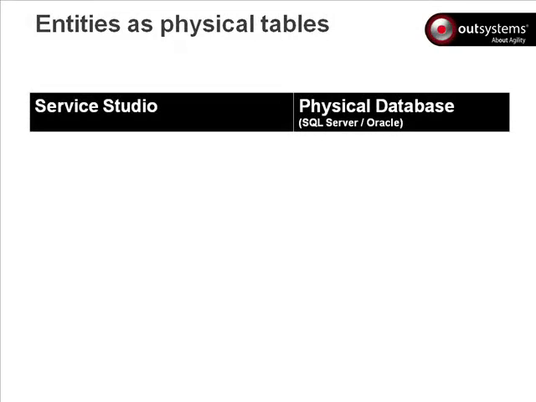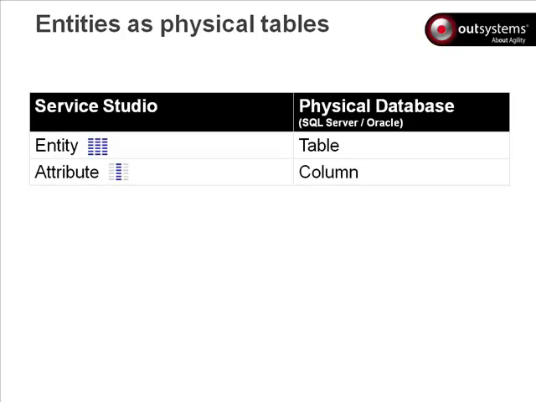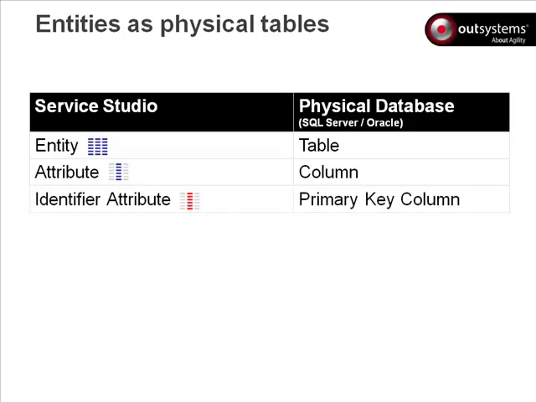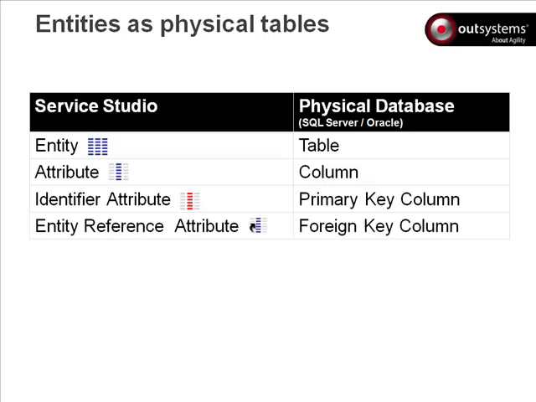Let's start by reviewing the data modeling core concepts and how they map into the physical database, with some concept mapping between data modeled in Service Studio and the physical database. Entities are tables. Attributes are columns. An identifier attribute is a primary key column, so you should expect them to have the same constraint. They must be unique. An entity reference attribute is a foreign key, so you should expect such behaviors as referential integrity constraints and cascading options.